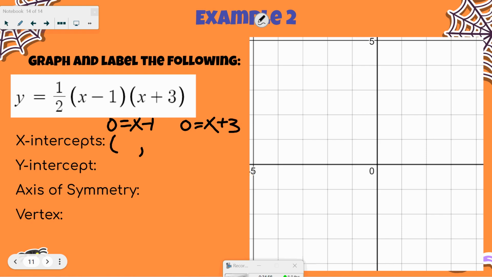So, knowing that, if x minus 1, if this whole factor is equal to 0, then I know my output would be 0. The y value would be 0. So what value for x would make that 0? 1. Good, (1, 0) would be my x-intercept. And then what about for my other x-intercept? Good job, (-3, 0). So let's put those two points on our graph.